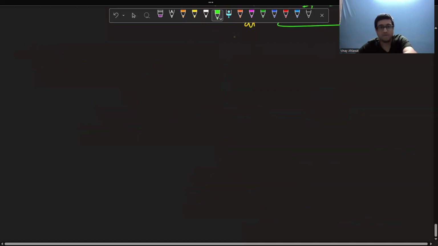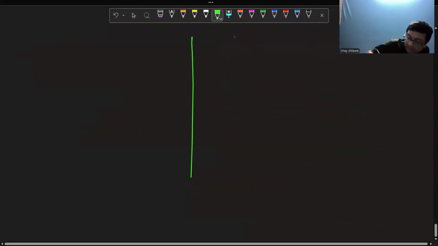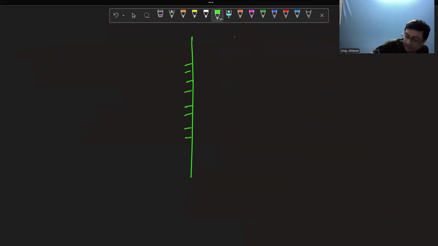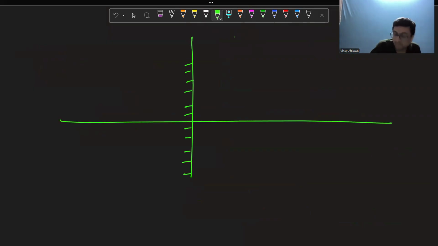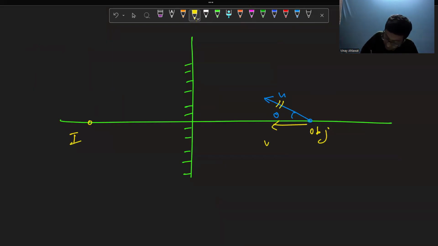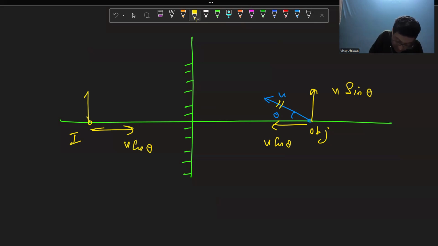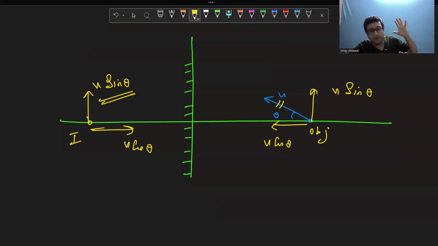Fine. So suppose this is your mirror, and the object is moving like this at angle theta. Your image will be at this point. Velocity will have two components, u cos theta and u sin theta. So for the image, this will be u cos theta in the x-axis direction, and this will be the same, u sin theta. Done? Yes, sir. Good.